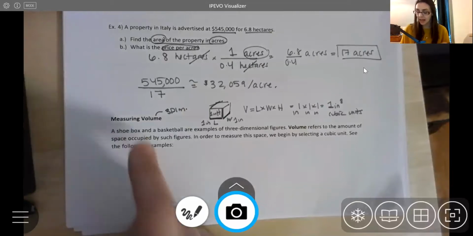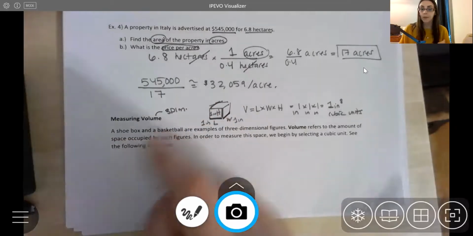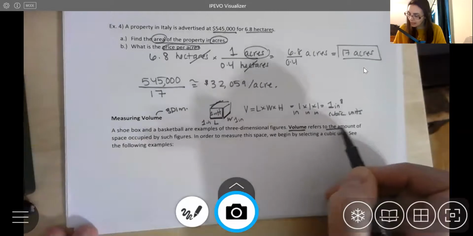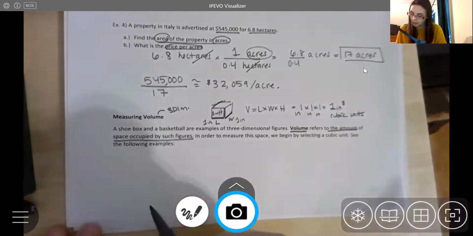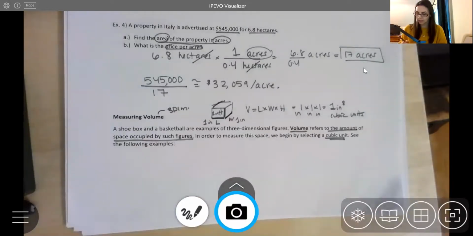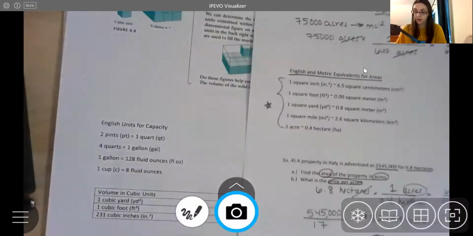So examples of things that have volume or are in 3 dimensions could be a shoebox, so it's similar to looking like this, or a basketball. Volume refers to the amount of space occupied by the figures. In order to measure the space, we deal with cubic units. We're going to see the following examples.